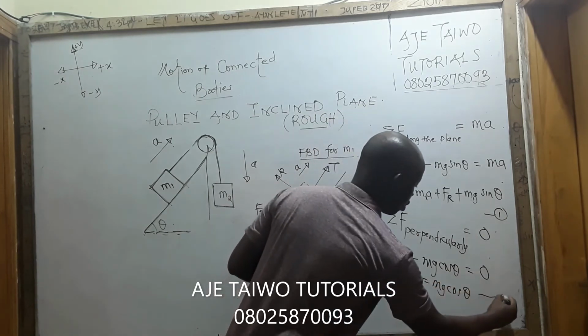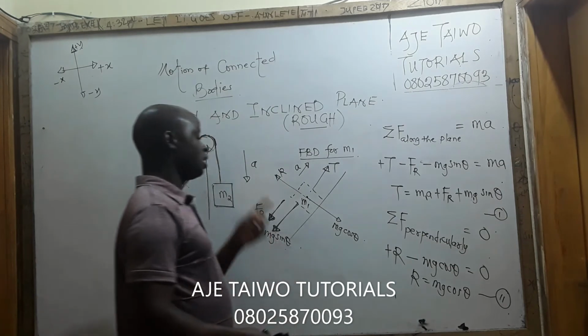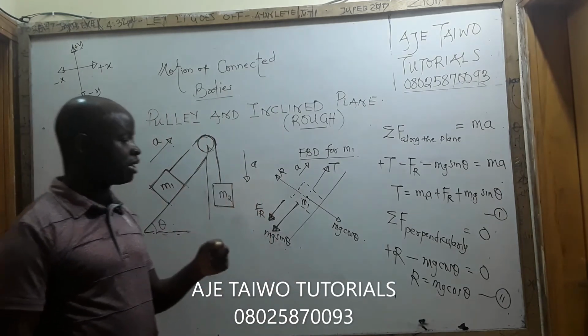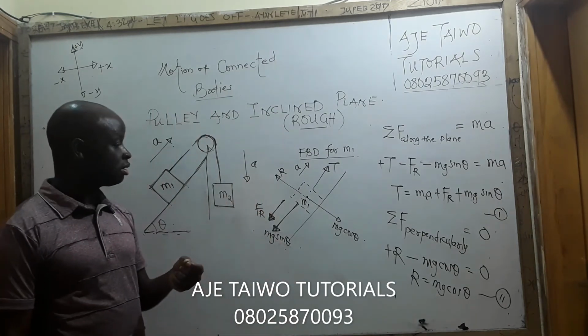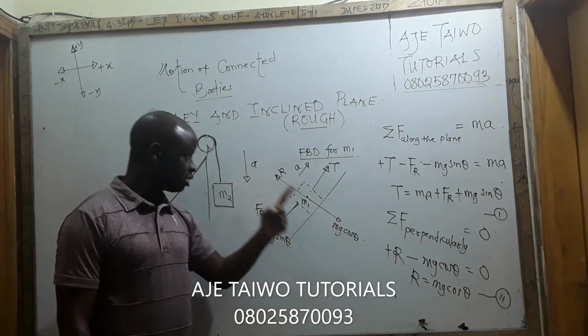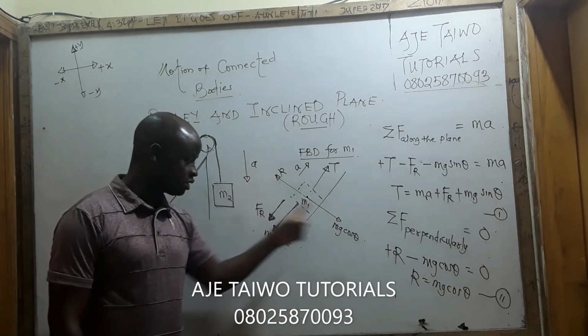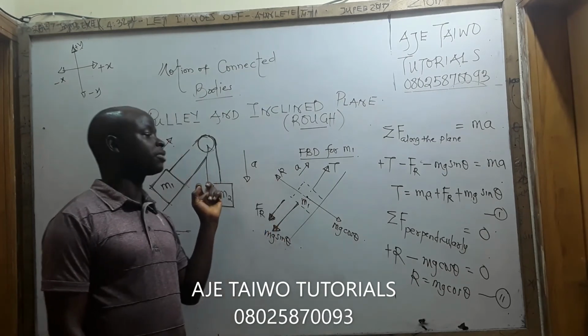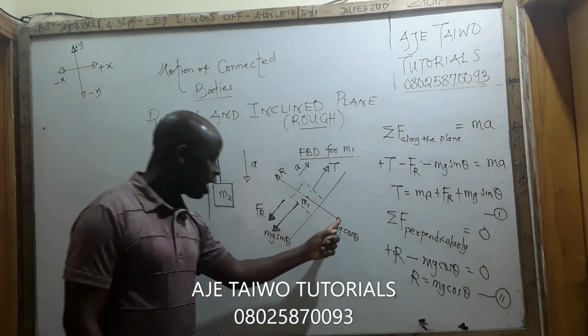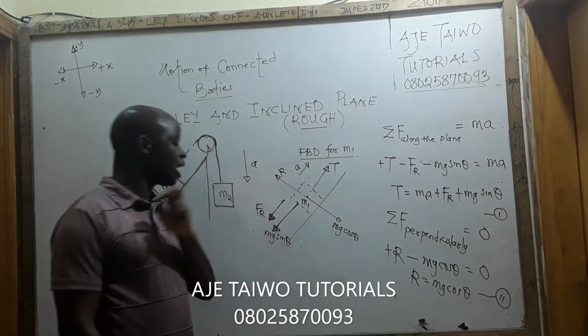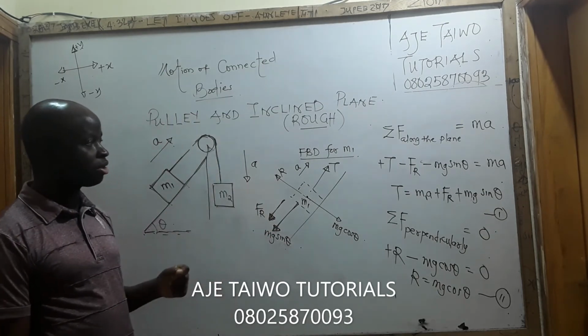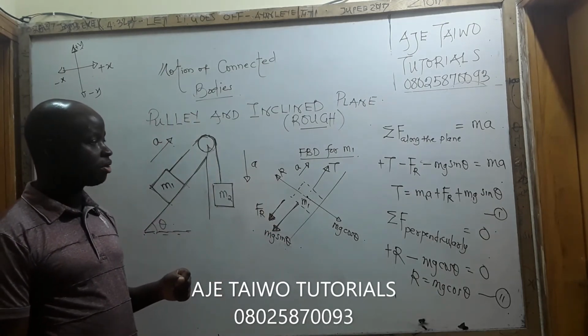Let's call this equation 2. Don't forget, once you hear an inclined plane, go and check the previous lectures. This is a must. Once you draw an inclined plane, put this, and put this. They are not optional. 1, 2, 3 are not optional. So R is mg cos theta.